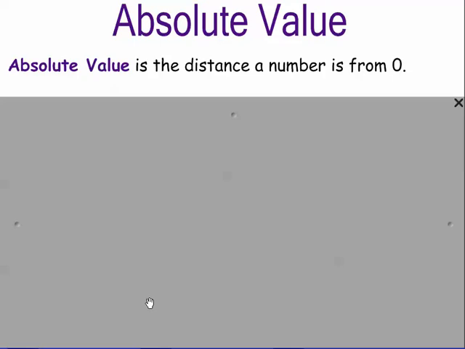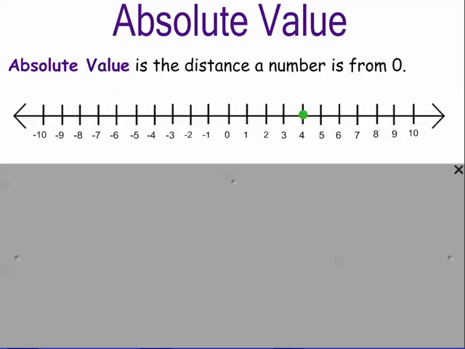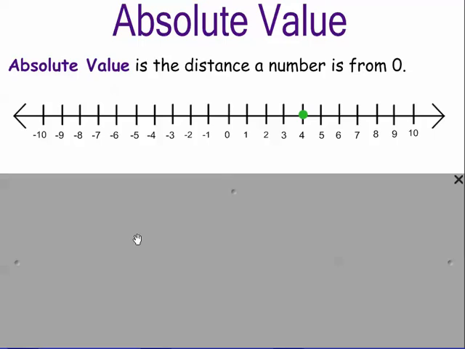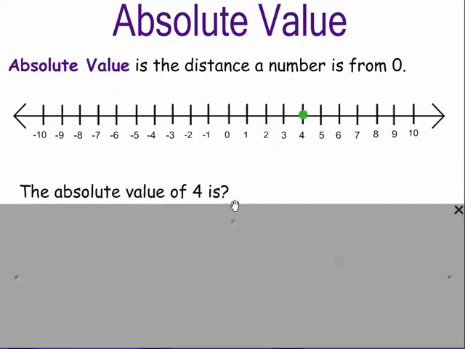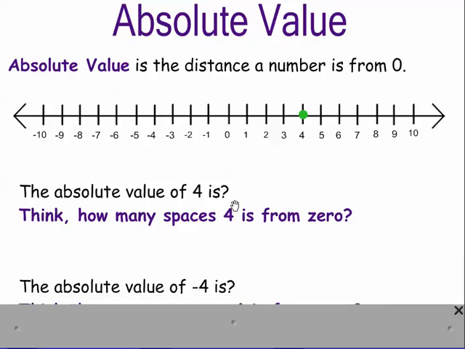It is similar to the opposite, but I don't want you to make them the same. It is not an opposite. It is just the distance, okay? And I'll explain that in just a second. So if you look at my number line here, if I have 4, the distance from 0 is 4, okay? So the absolute value of 4 is 4. It's 4 away from 0, okay? It's 4 spaces from 0.